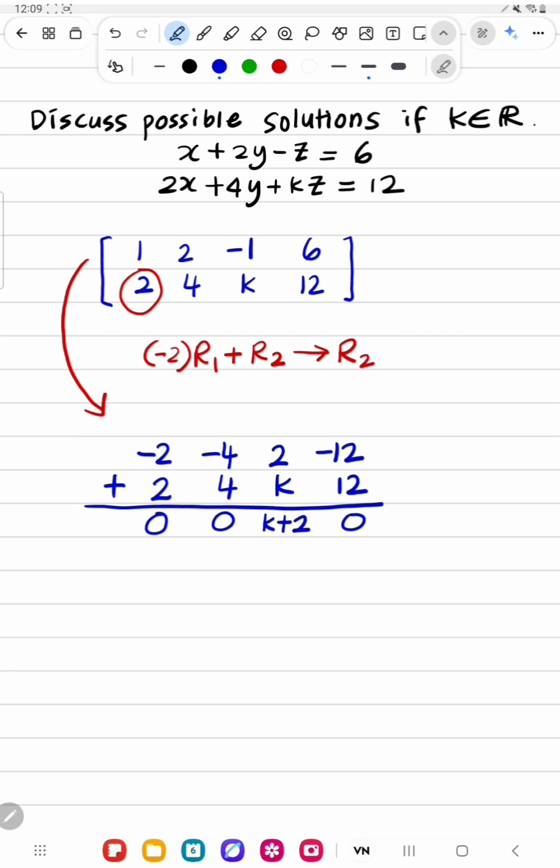Student, you might want to present this step on its own for clarity. After this step, the new matrix is 1, 2, negative 1, 6. Row 1 stays the same. Only row 2 changes. Row 2 is 0, 0, k plus 2, 0.